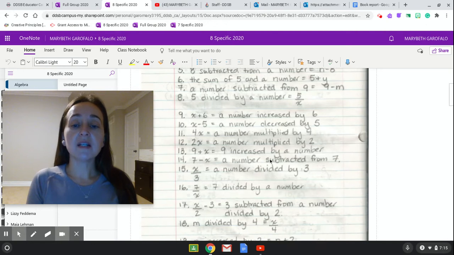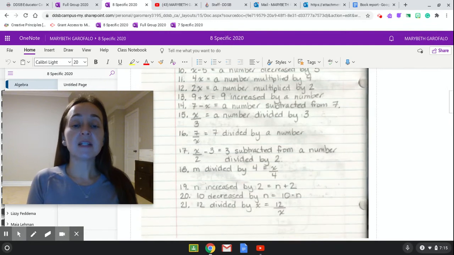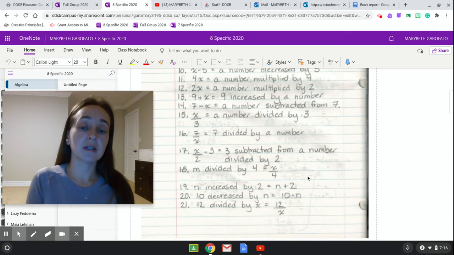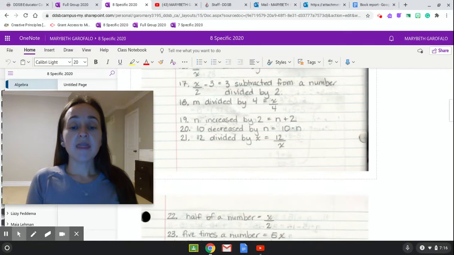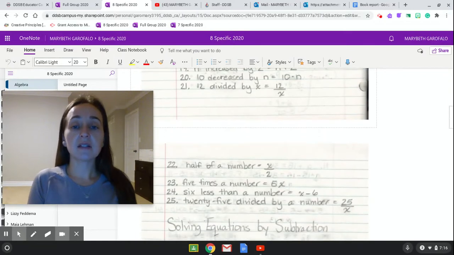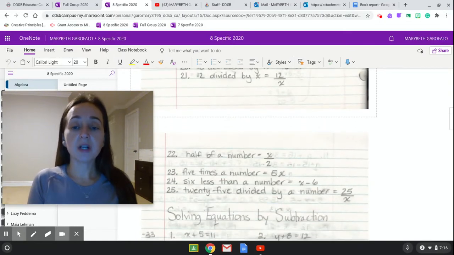So for number 14, again, here we have 7 subtract x. It's a number subtracted from 7. And then for 17, it was presented like this, and then I wrote out 3 subtracted from, which flips the order, a number divided by 2. So we begin with the number divided by 2, and then we subtract that from 3. Okay? And that, I think, is the important parts of that homework.